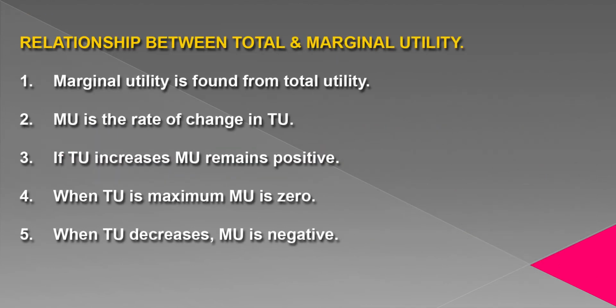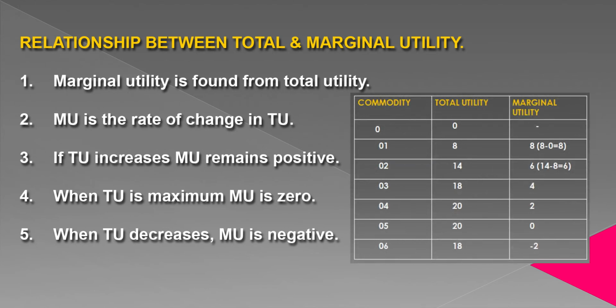Relationship between total and marginal utility. Marginal utility is found from total utility. You can see in the table, we get the column of marginal utility with the help of total utility. We find marginal utility from total utility. Secondly, marginal utility is the rate of change in total utility. It is clearly indicated in the table.